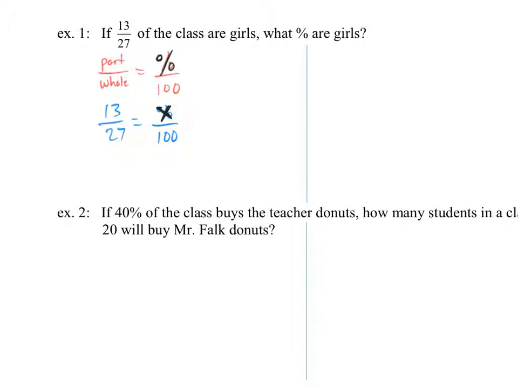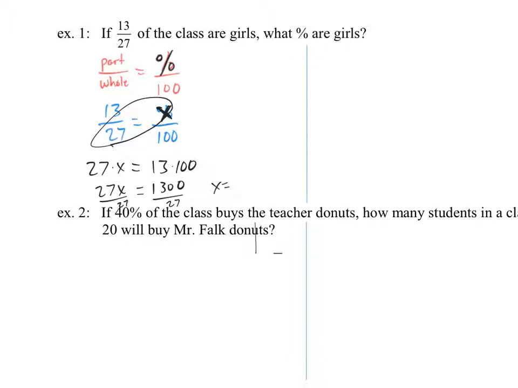And just like before, we could cross multiply and divide. So we could say 27 times x, or 27x, equals 13 times 100. So we'd have 1,300 equals 27x. Divide both sides by 27, and we come up with x being 48.1. So it's 48.1% of the class are girls. Does that make sense to people? Mm-hmm. So we could do it that way.